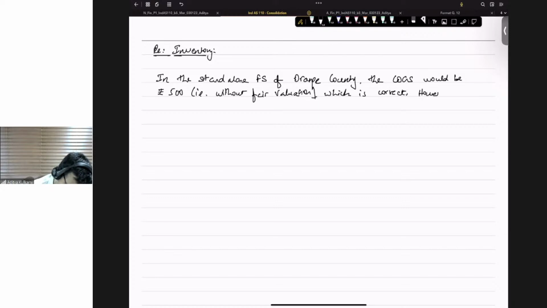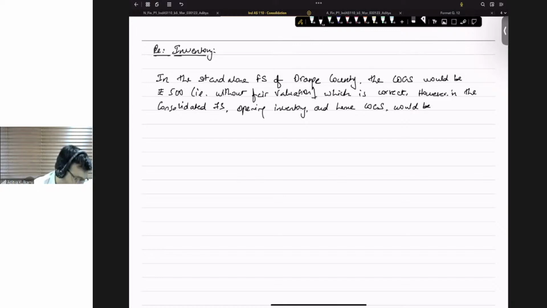However, in the consolidated financial statements, the opening inventory, and hence COGS, would be rupees 600.